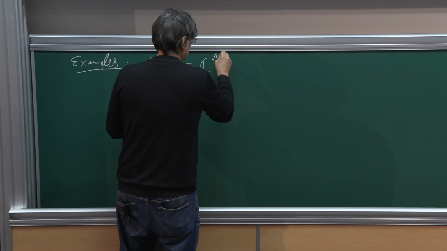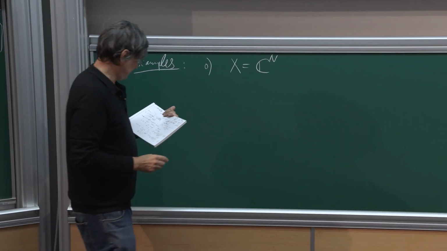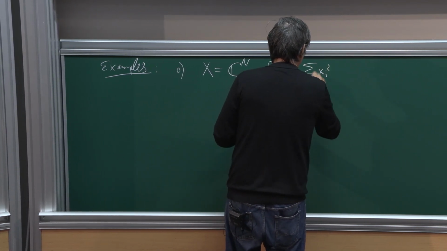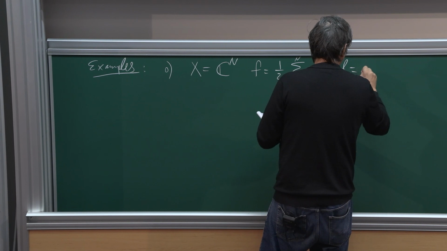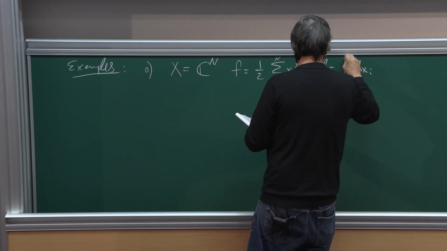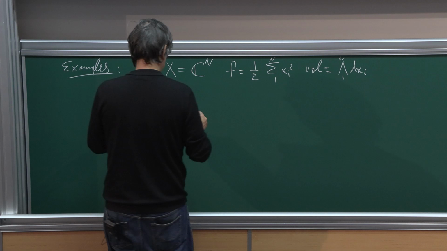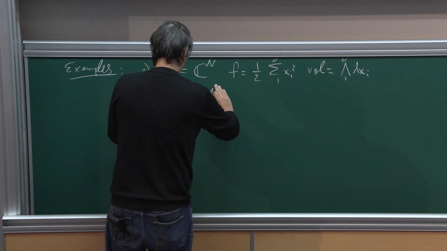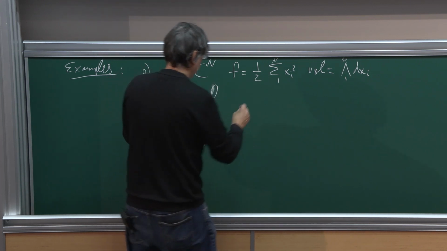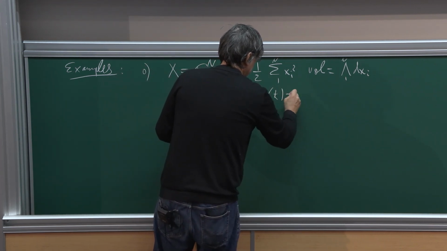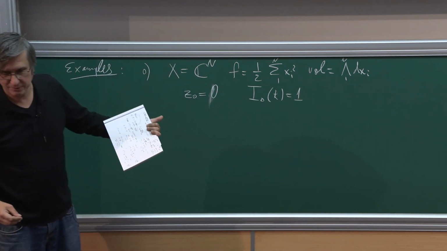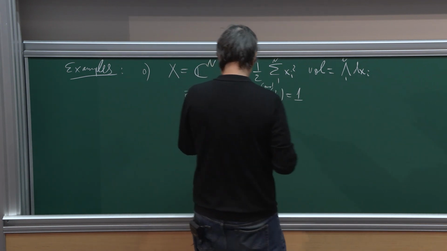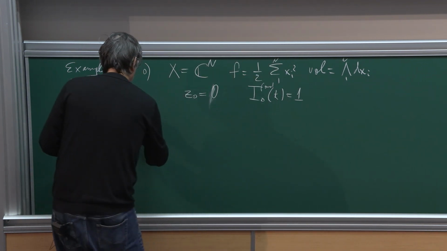X is just a finite space. The function is 1/2 sum of squares, and the volume element is the product of dx_i. Then I get just one critical value, which is 0, and the series is just 1. There's nothing divergent about it. Yeah, so you get just a Gaussian integral.